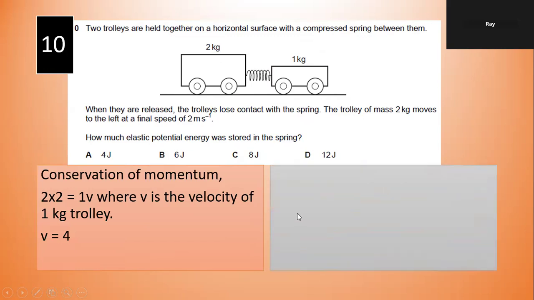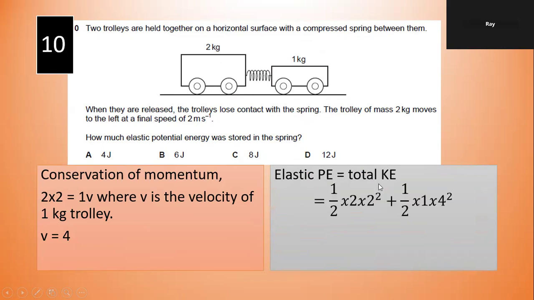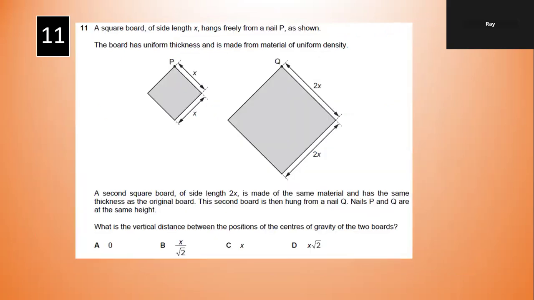4. Elastic potential energy equals the total kinetic energy. Where you release the spring, the kinetic energy is given to the 2 kilogram trolley and the 1 kilogram trolley. That's why the kinetic energy of the 1 kilogram trolley, 12 joule. Okay. Any comment? Oh, happy with that. How about this one?